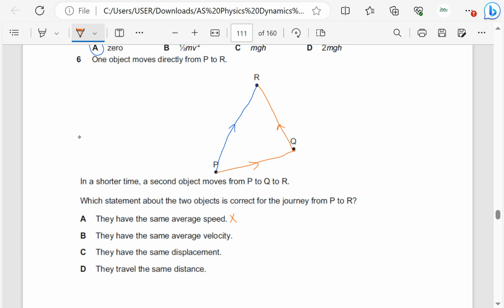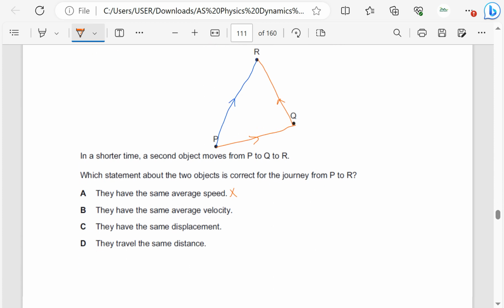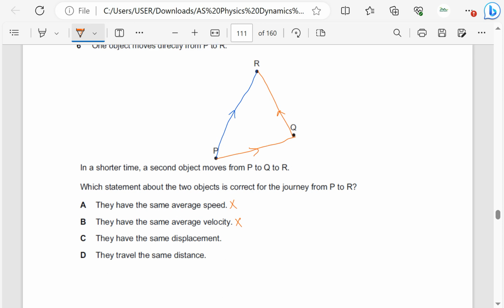In a short time, a second object moves from P to Q to R. So they don't have the same average speed. Do they have the same average velocity? Still no, because if they take the same time, they'd have the same average velocity, but if they don't take the same time to move from P to R, then they also don't have the same average velocity.